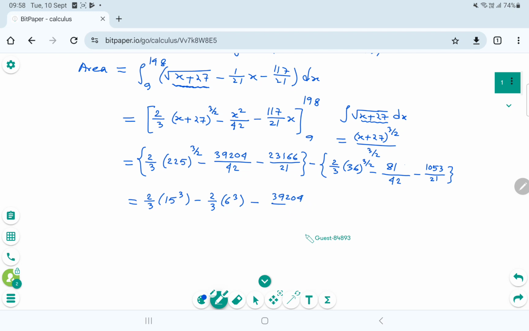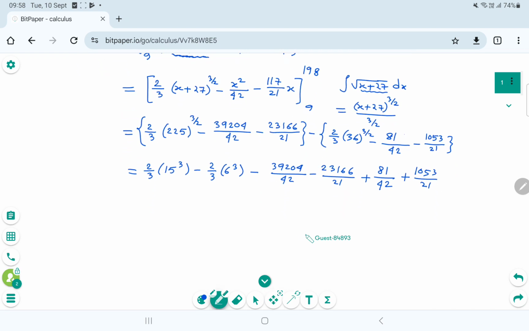39204. I'm just grouping the fraction together, okay? Let's see. Plus, this will be 81 over 42 plus 1053 over 21, right? So looking good, right? A little bit. So at least we have hope. So what happened? 15 into 15 into 15 minus 6 into 6 into 6 into 6. Okay, I think I got it. Yeah, you got it?